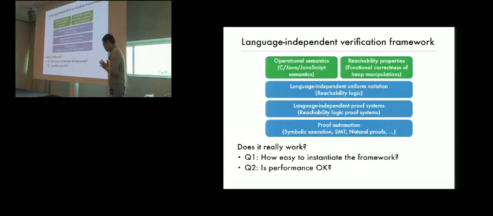So far, so good. Then the question is, how does this framework really work? For example, how easy is it to instantiate this framework? And is it too slow? I mean, is it too general? All the benefits of generality come with a cost, right? You might think it might be too slow, and that you should be very specific to a single language to get the best performance. So we want to evaluate this framework.